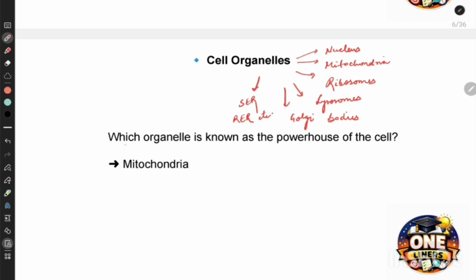Okay. So first one is, which organelle is known as powerhouse of the cell? So mitochondria is known as powerhouse of the cell because it generates ATP. Okay. ATP generation occurs in mitochondria. That's why it is known as the powerhouse of the cell. Okay.